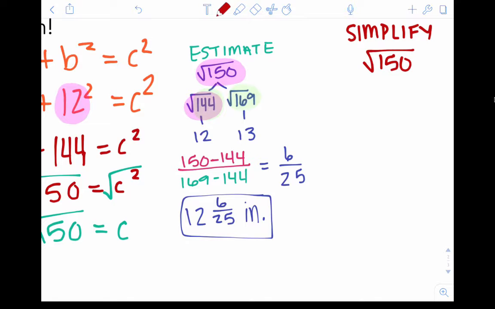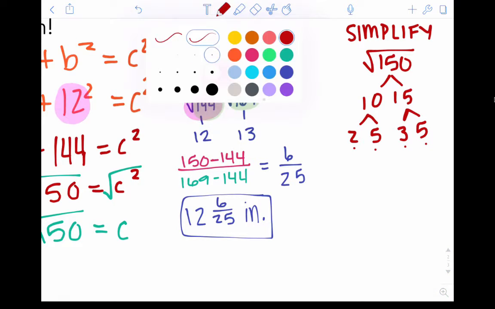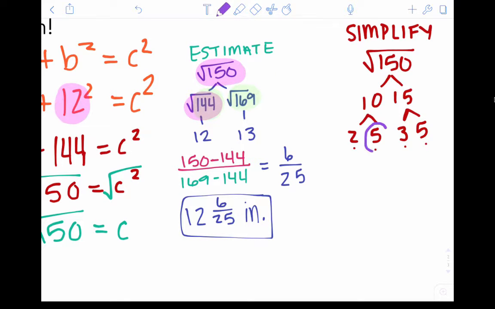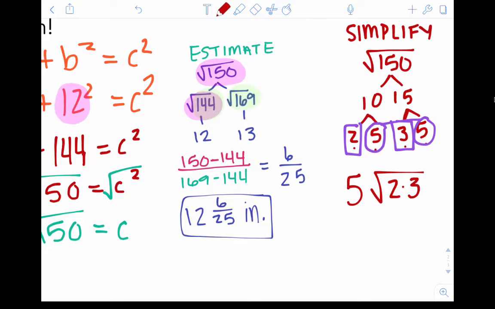So the square root of 150, I have to do my factor tree. Well, I know that 10 times 15 is 150. And then 10 is 2 times 5, and both of those are done. 15 is 3 times 5, and both of those are done. Now I'm going to circle my pairs and connect them, and then box my singles. My pairs are going to go out. My singles will stay in. And so this answer is 5 rad 6 inches.